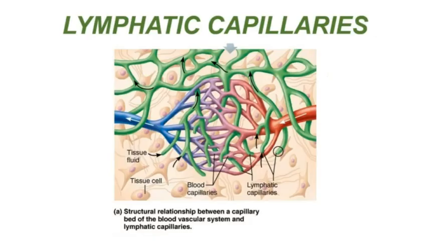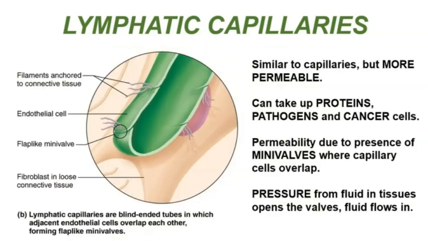As we described earlier, lymphatic capillaries are interwoven between tissue cells and blood capillaries, so that way they're in a prime position for picking up leaked fluid from those blood vessels. The lymphatic capillaries are similar in structure to both capillaries and veins. They tend to be more permeable than capillaries because they can take up large substances and large structures like proteins, pathogens, and even cancer cells.